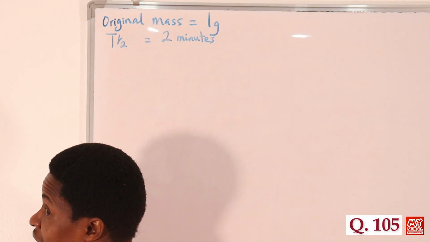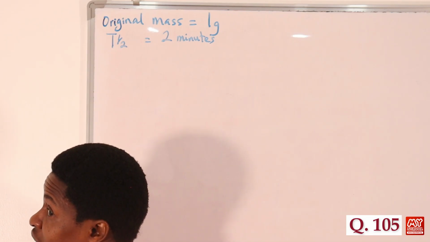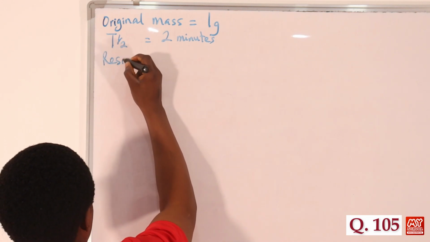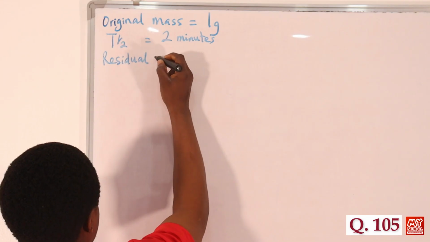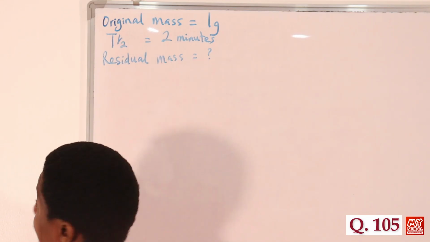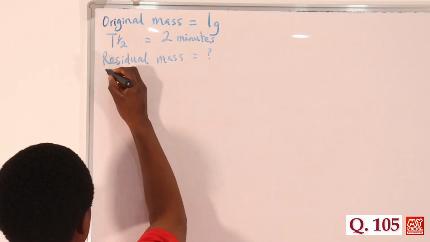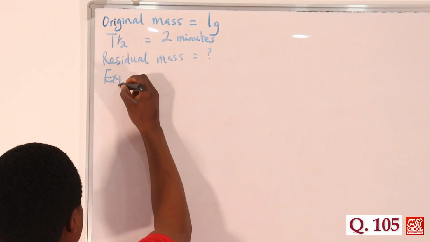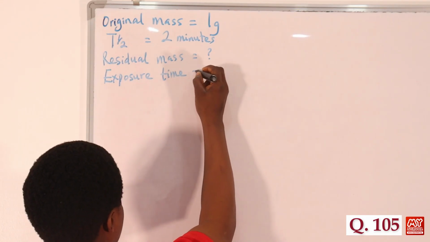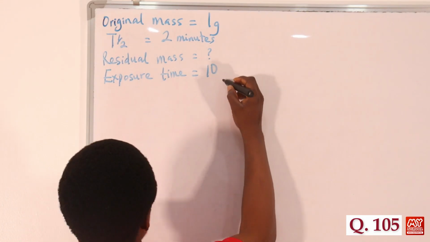Then we have to find what fraction of the substance would have disintegrated. So we call what will remain the residual mass. The residual mass that will remain, question mark, after 10 minutes. So that 10 minutes is what we call the exposure time. Exposure time is 10 minutes.